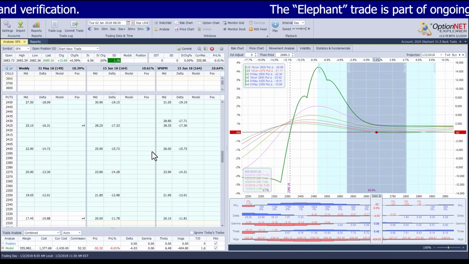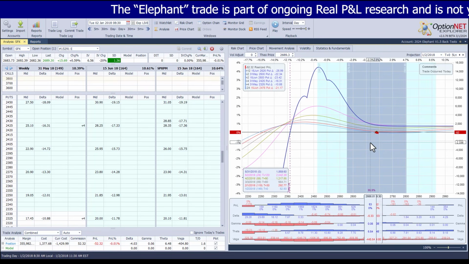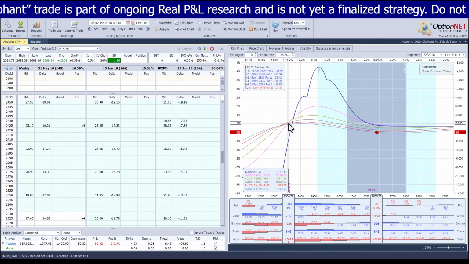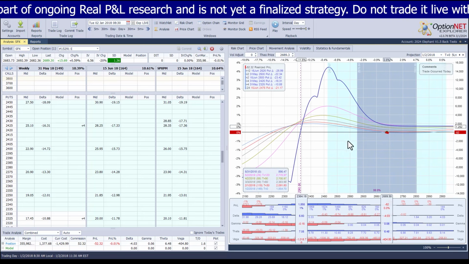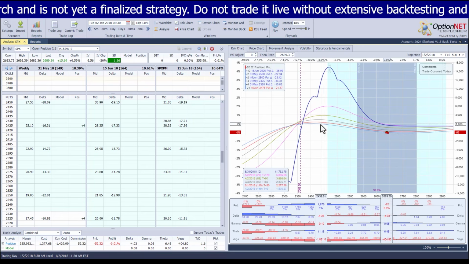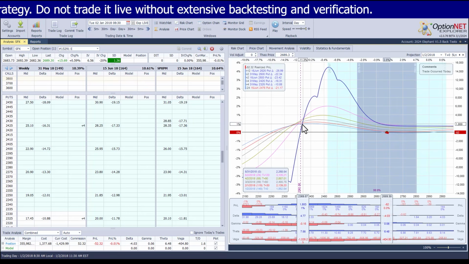There's not much management. Basically, what I'm looking for is a $700 profit or a $1,500 loss, and I'll take it off. Or if it goes outside the back end here into the sea of death, then I'll take it off. And really, that is kind of it in terms of what we're going to do.